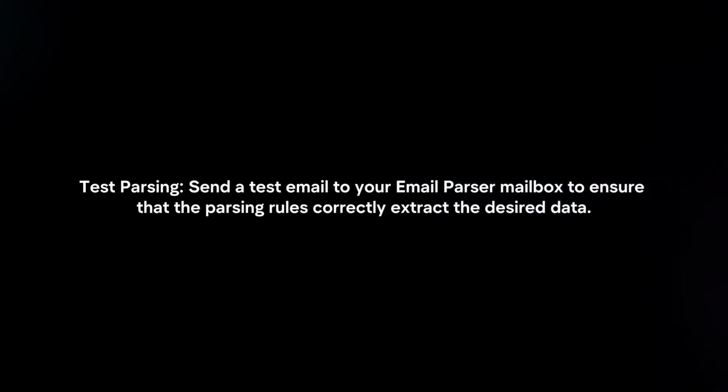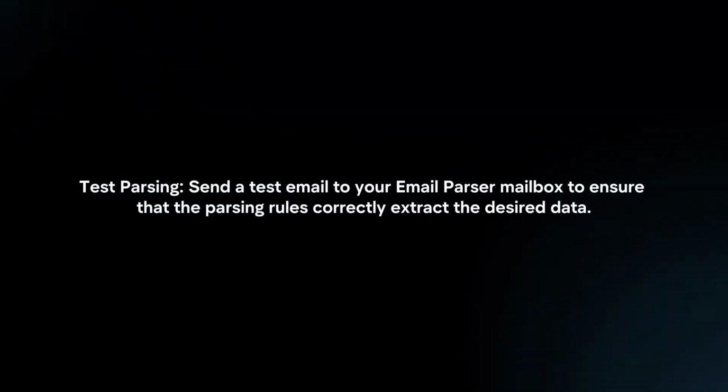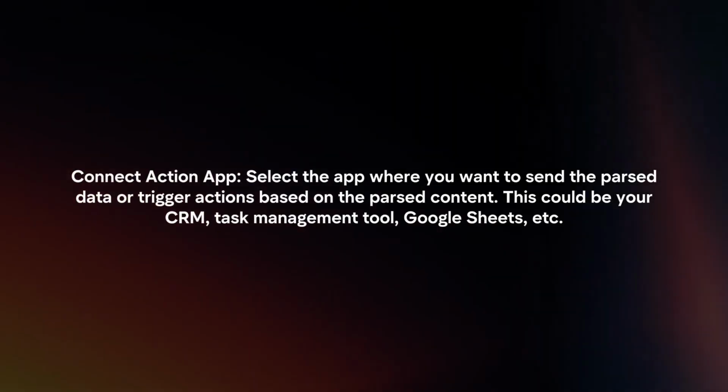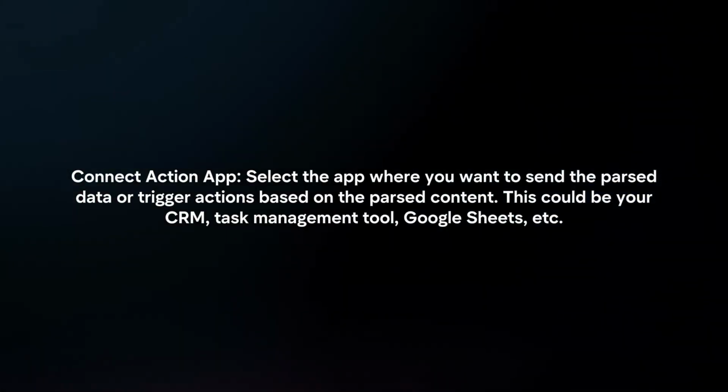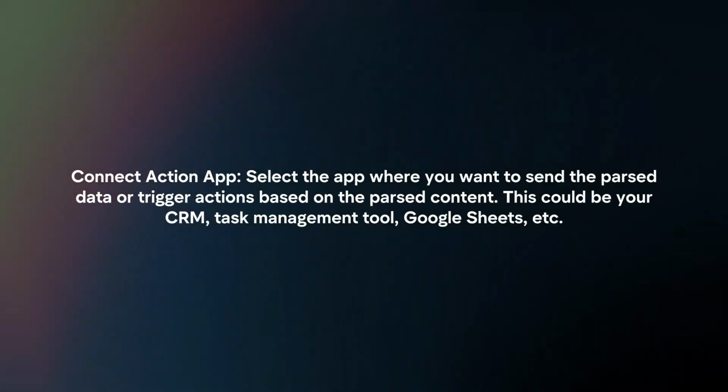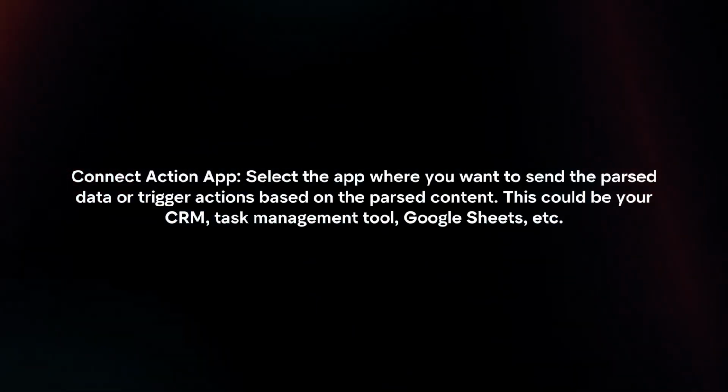Test parsing. Send a test email to your email parser mailbox to ensure that the parsing rules correctly extract the desired data. Connect Action App. Select the app where you want to send the parsed data or trigger actions based on the parsed content. This could be your CRM, task management tool, Google Sheets, etc.